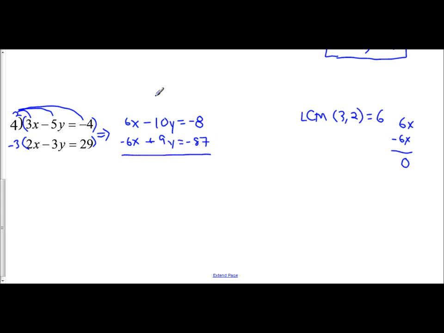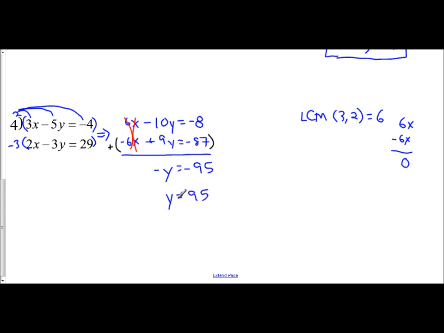And now that they're opposites, you can add them together. The 6x and the negative 6x cancel. Negative 10y plus 9y is negative y. And then for the right side, negative 8 plus negative 87 gives you negative 95. And then you divide by negative 1, so y is positive 95.